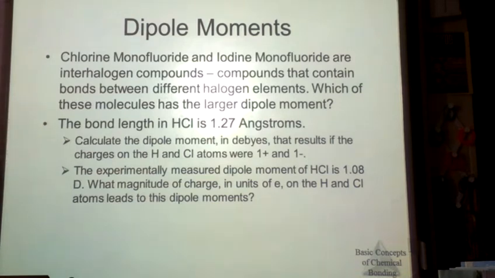Okay, let's say that the bond length in HCl is 1.27 angstroms, which is 1 times 10 to the negative 10th meters. So it's 1.27 times 10 to the negative 10th meters. Calculate the dipole moment in debye that results if the charges on the hydrogen and chlorine atoms were a positive one and a negative one. Okay, so how do I do this?